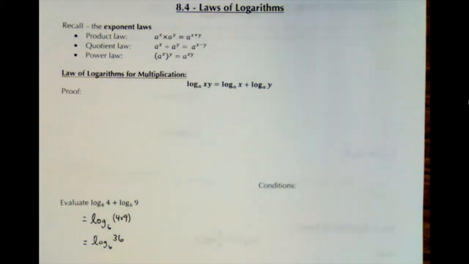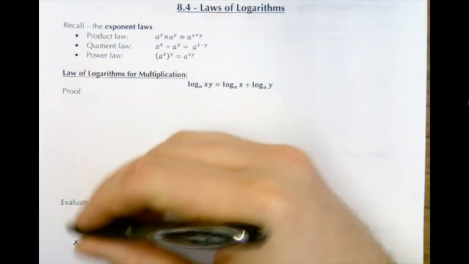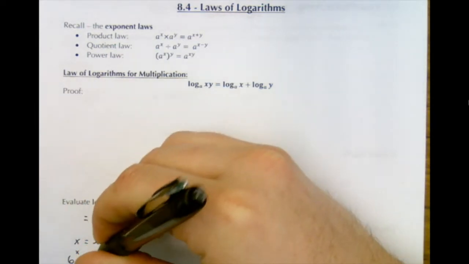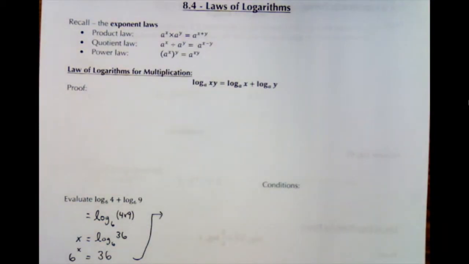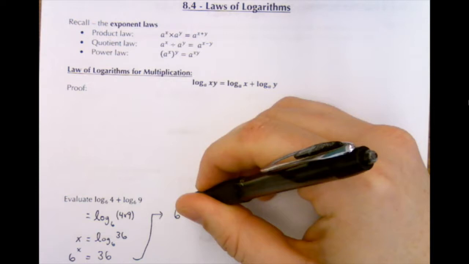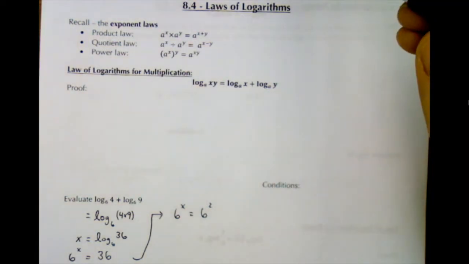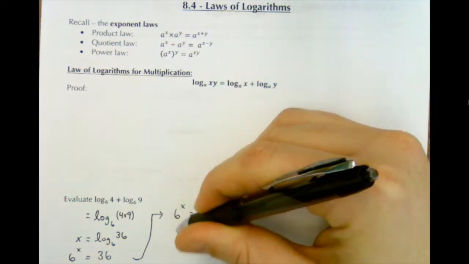And we can demonstrate that by using the definition of a logarithm, so rewriting it as a power. 6 to the exponent x equals 36. And if we rewrite 36 as a power with a base of 6, it would be 6 to the exponent 2. And if we equate the exponents, we've solved the logarithm.